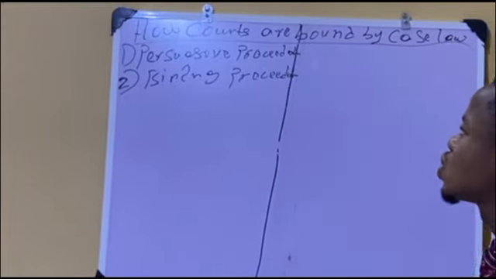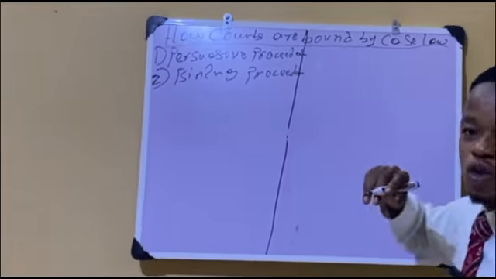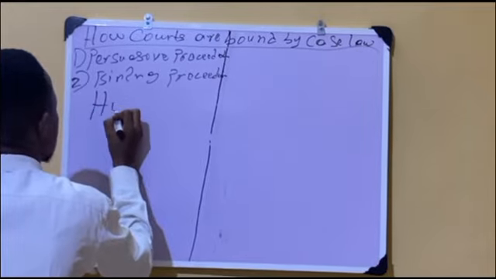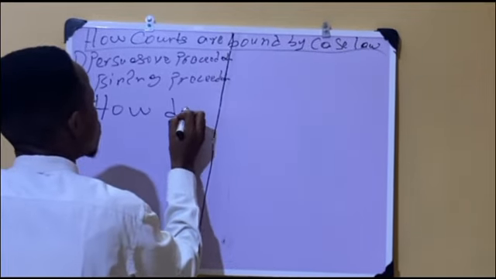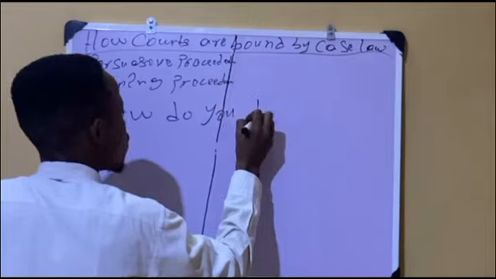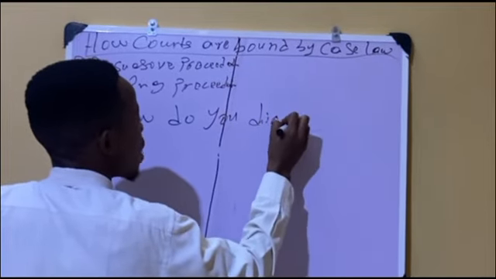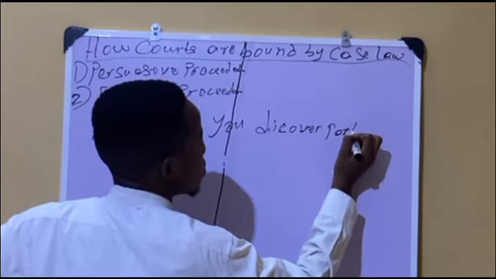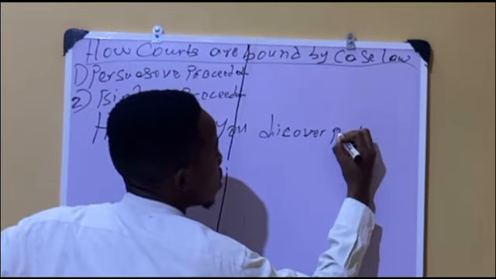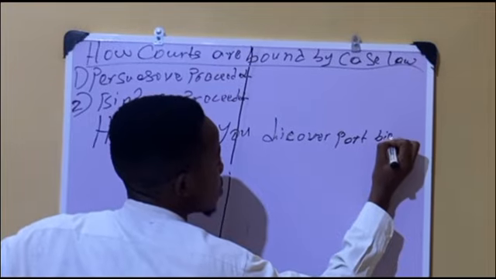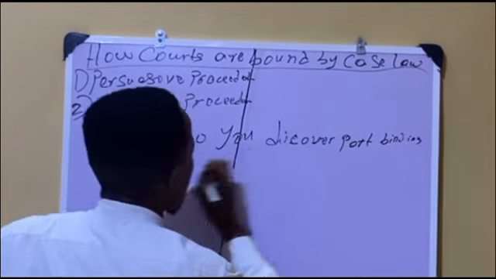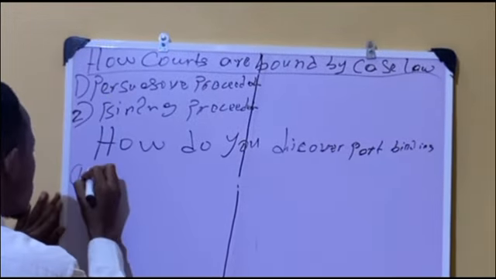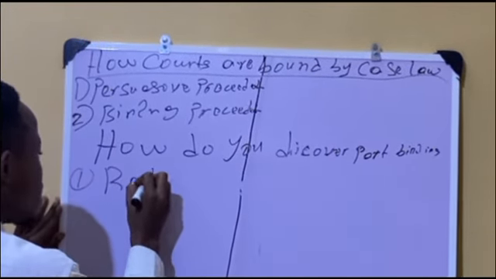Now, another thing we are going to consider is, how do you discover the parts of a judgment that are binding? For the sake of the limitation of this board, parts binding. How do you discover the parts that are binding? That is where we have what we call ratio decidendi.